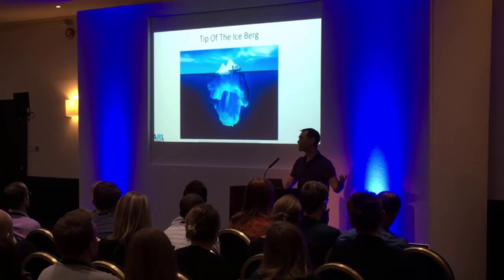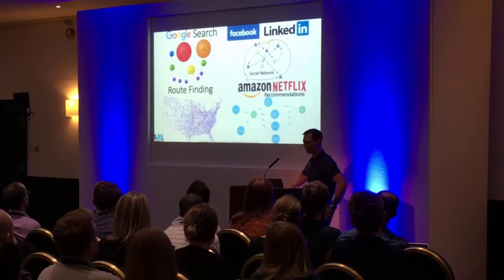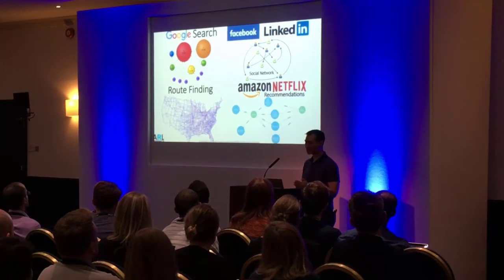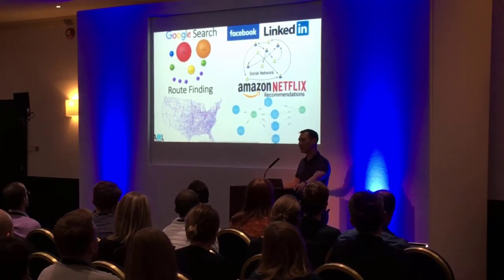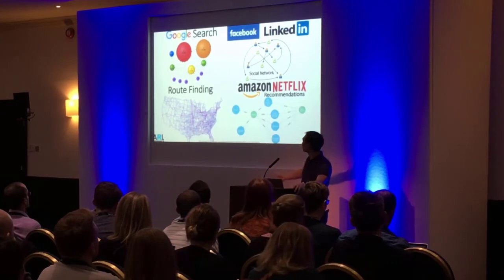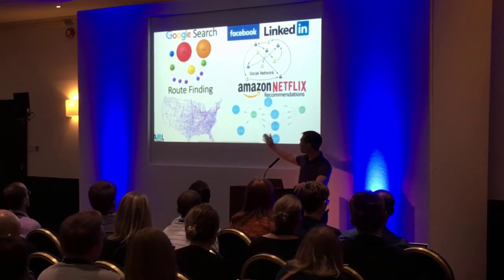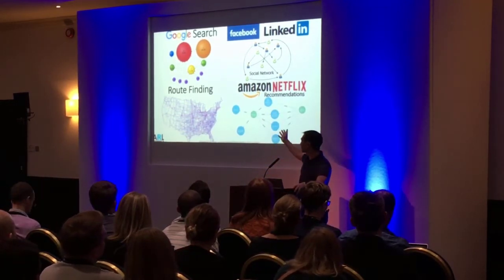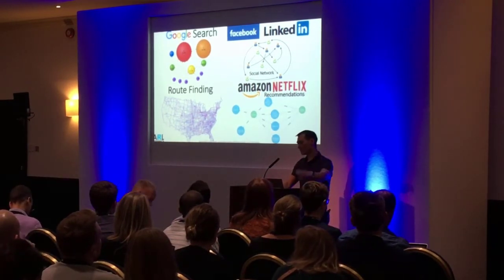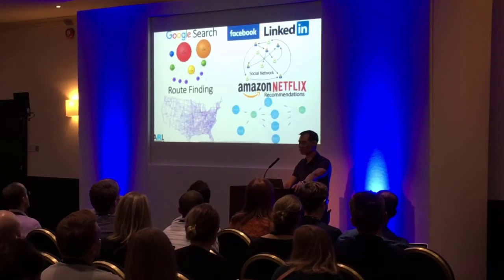So, a few different examples of what you could do with graph analytics. You might have heard of a little search engine called Google, which revolutionized search. They use the PageRank algorithm. I'm not going to go into too much detail about that here, but that's basically a modified graph algorithm. We also have things like social networks, route finding, and recommendation engines. All very powerful, useful applications of graphs.